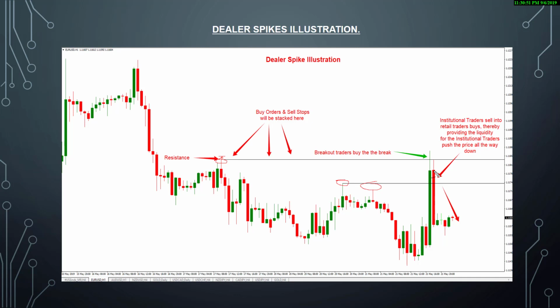You see, the institutional traders, they've got what they require. Now, what's next after that? Market tumbles. Now they crash the market. Institutional traders are now selling. They sell into retail traders' buys, thereby providing the liquidity for the institutional traders to push the price all the way down, which is exactly what happened here.